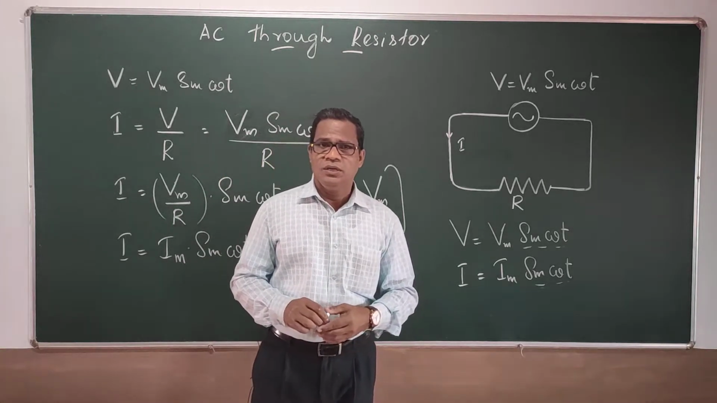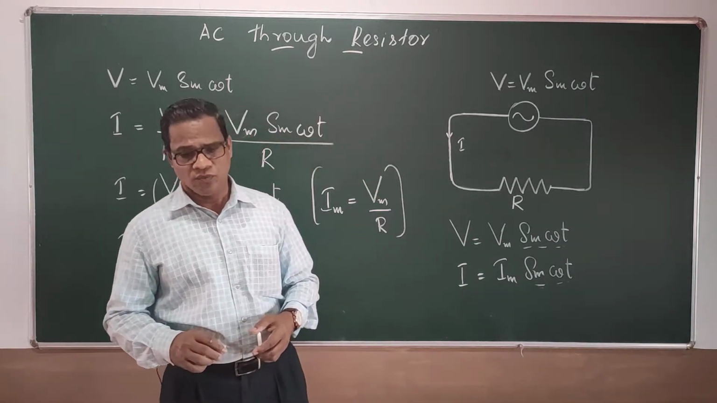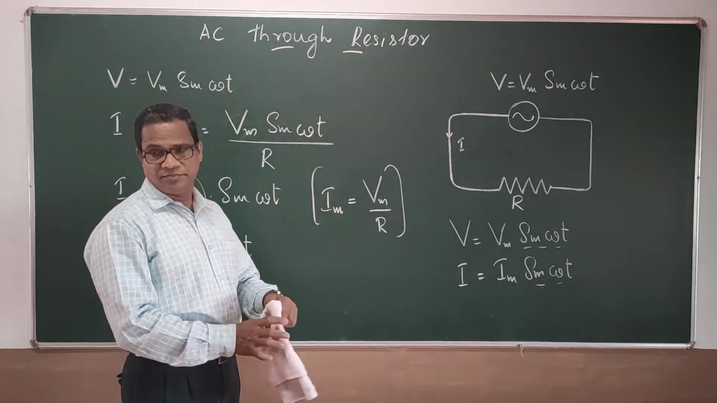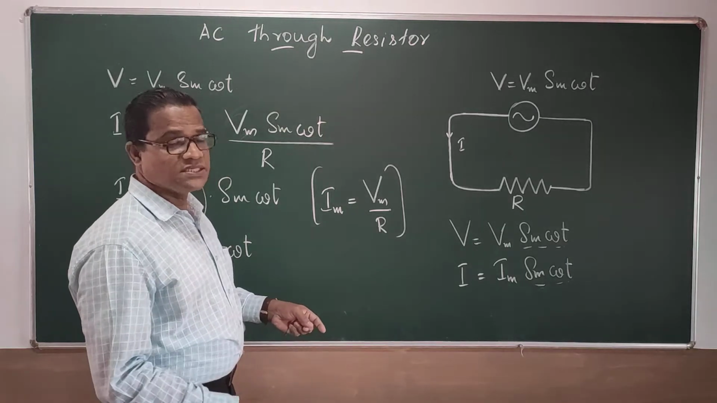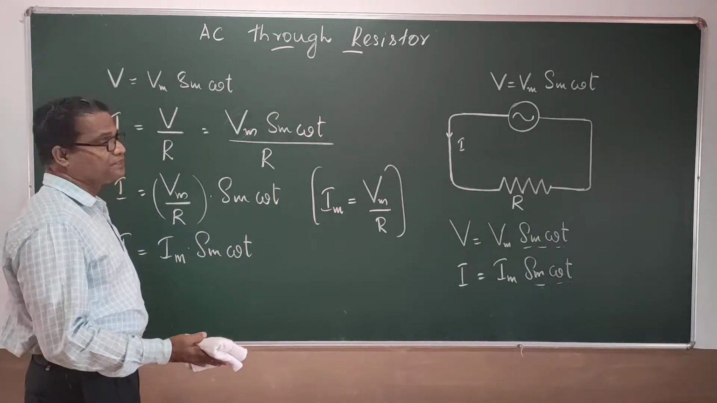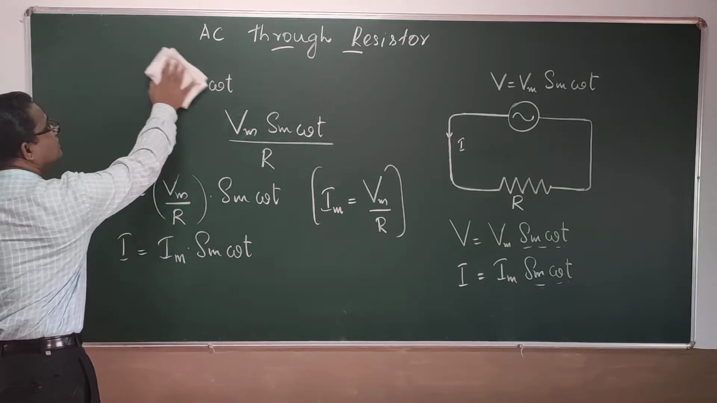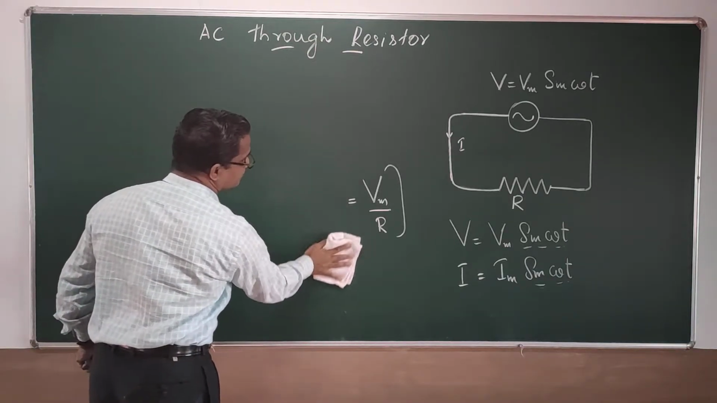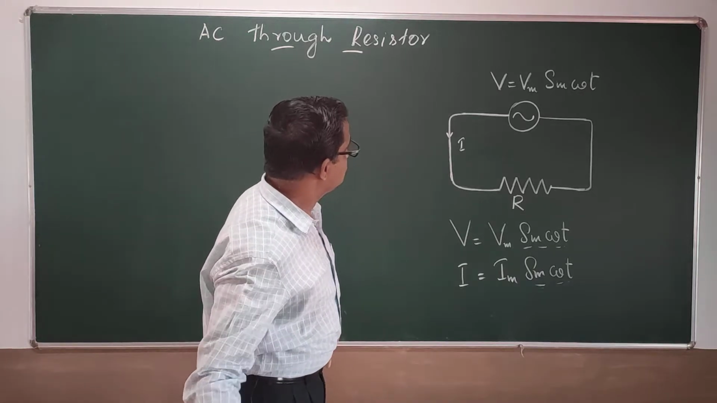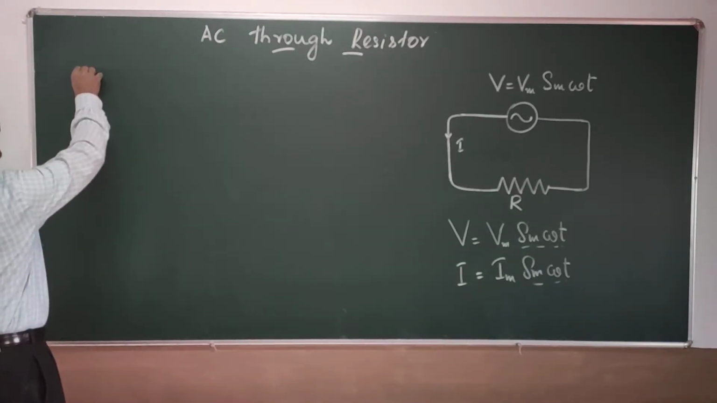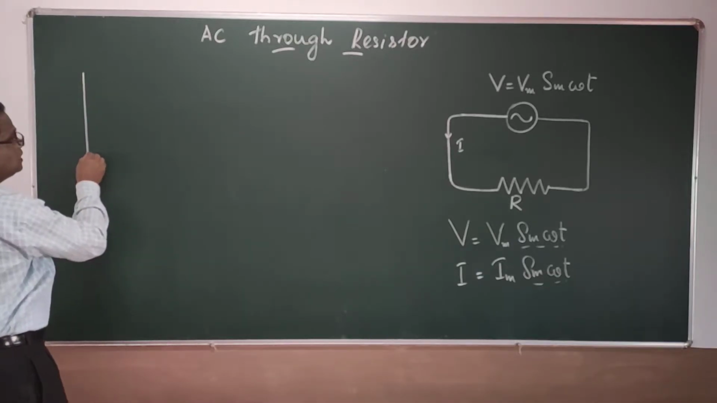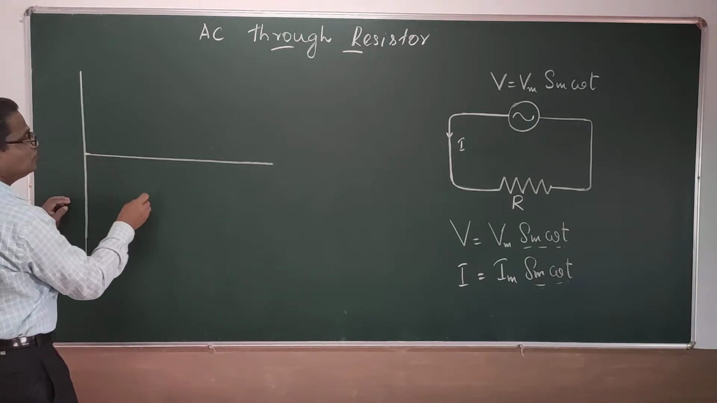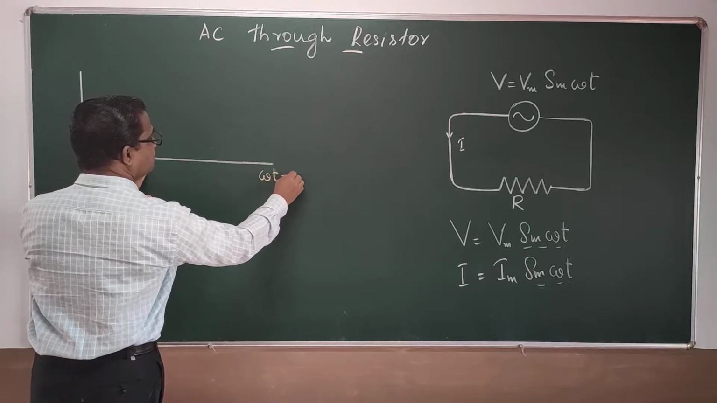Now, to represent this voltage and current variation, we are considering the phasor diagram. So, how to draw the phasor diagram for this particular case? Let us start with the phasor diagram. To get it, let me first draw the variation of current and voltage. So, this is omega t.